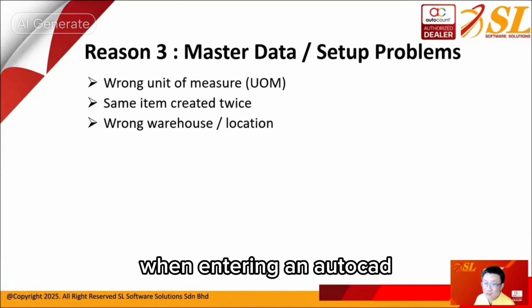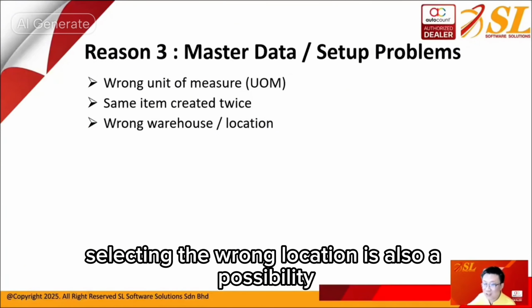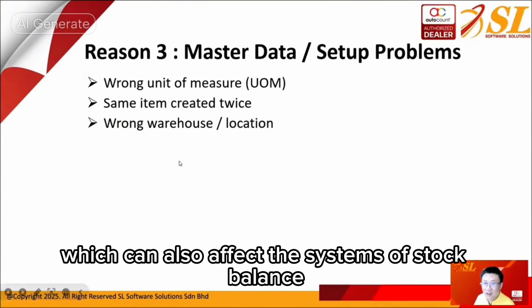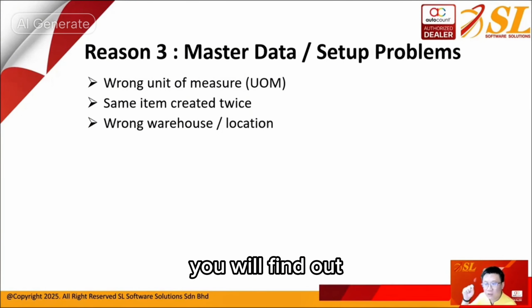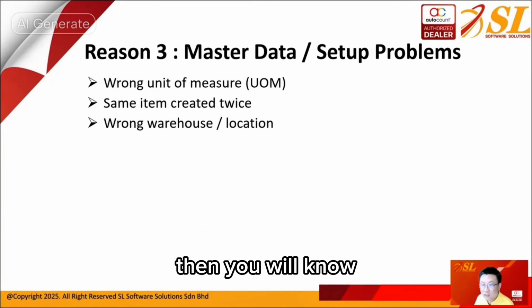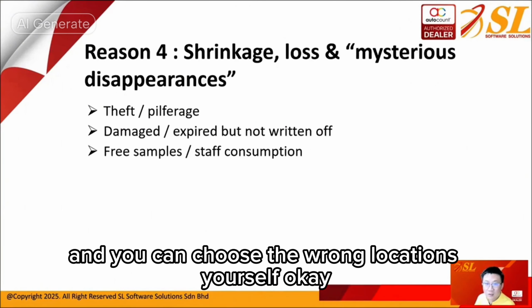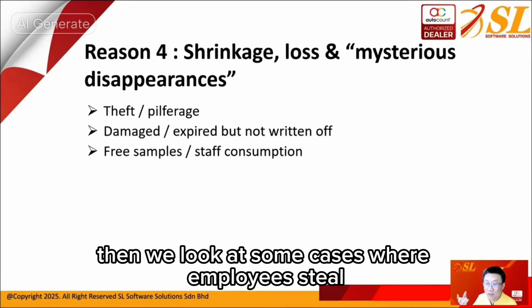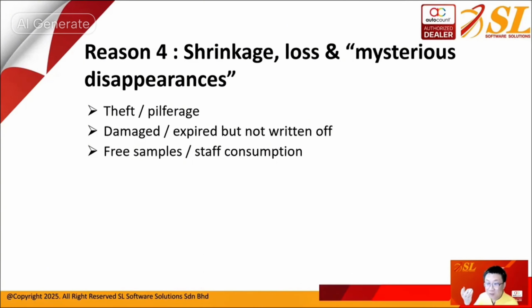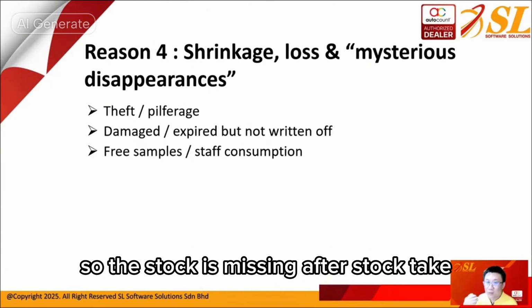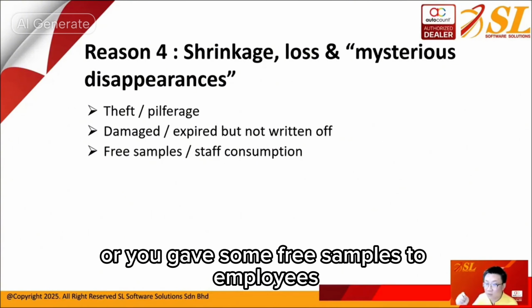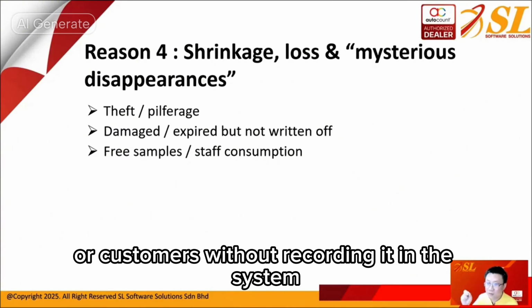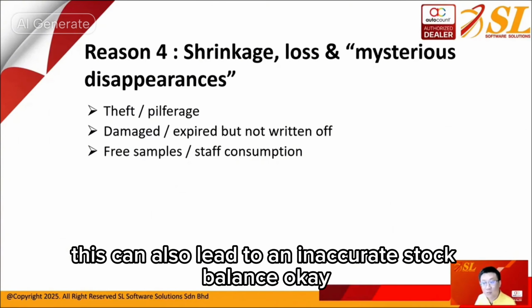Okay. When entering in AutoCAD, selecting the wrong location is also a possibility which can also affect the system's stock balance being incorrect. When you check stock, you will find out why this warehouse should not have this item. Then you will know, and you can choose the wrong locations yourself. Okay. Then we look at some cases where employees steal or customers steal or mice. So the stock is missing after stock take, or it is damaged. Lost. You did not adjust it in the system. You recorded it during stock take, but later you lost it and did not key it into the system, or you gave some free samples to employees or customers without recording it in the system. After stock take, this can also lead to an inaccurate stock balance, okay?